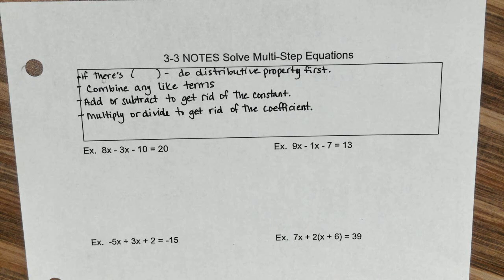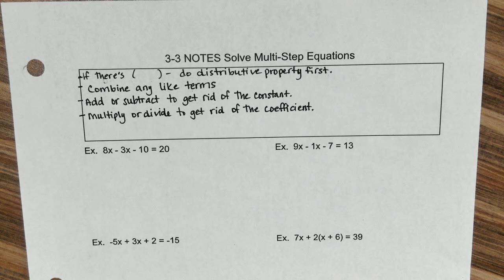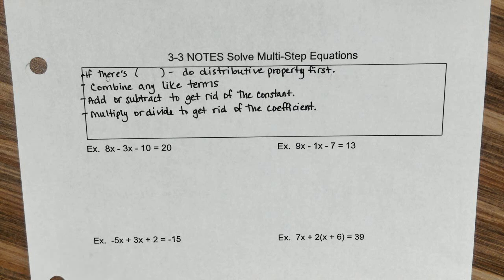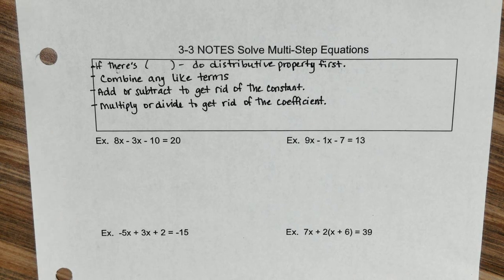From there, you're going to say, okay, now are there any like terms I need to combine? Then you're going to say, I need to get rid of the constant by adding or subtracting. And then last, you're going to get rid of the coefficient by multiplying or dividing. And I wrote all that for y'all. Okay? So let's look at the first example.